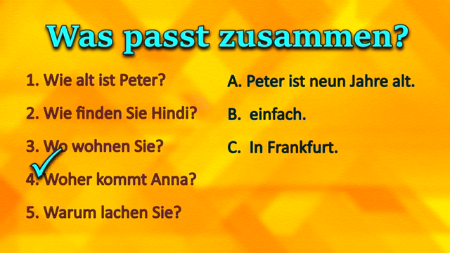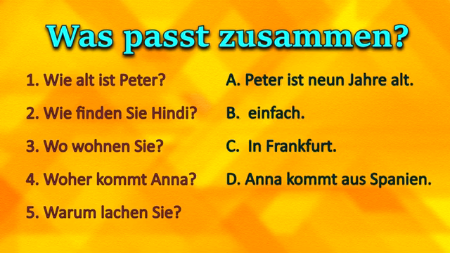Let's see the next sentence. Woher kommt Anna? Do you remember this sentence, or let's say this question? Yes, we did it in the very first session. So, where are you from? The answer is Anna kommt aus Spanien. Let me repeat once again. Woher kommt Anna? Anna kommt aus Spanien. So, Anna comes from Spain, or you can simply say Anna is from Spain. Let's see the last one. Warum lachen Sie? Why are you laughing? The answer can be Das ist sehr lustig. This is very funny, or that is very funny.